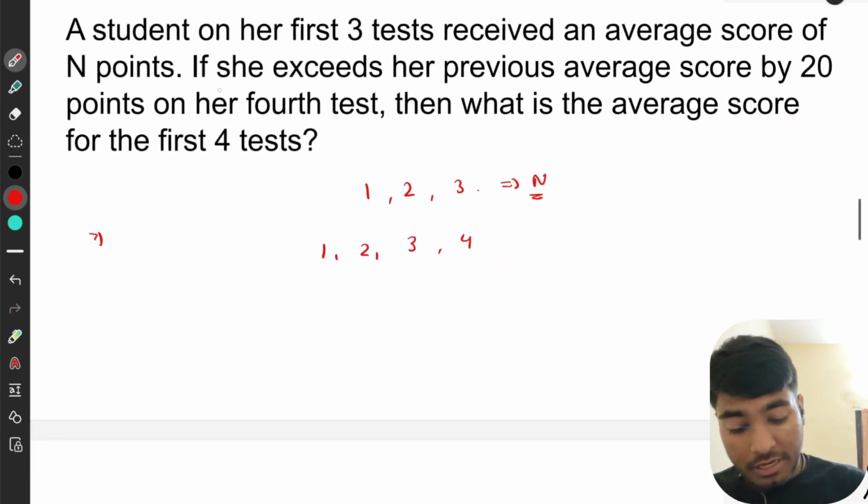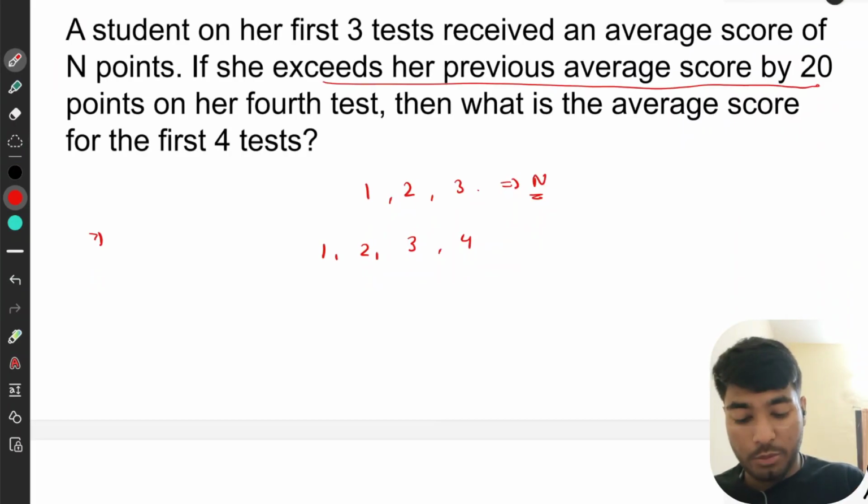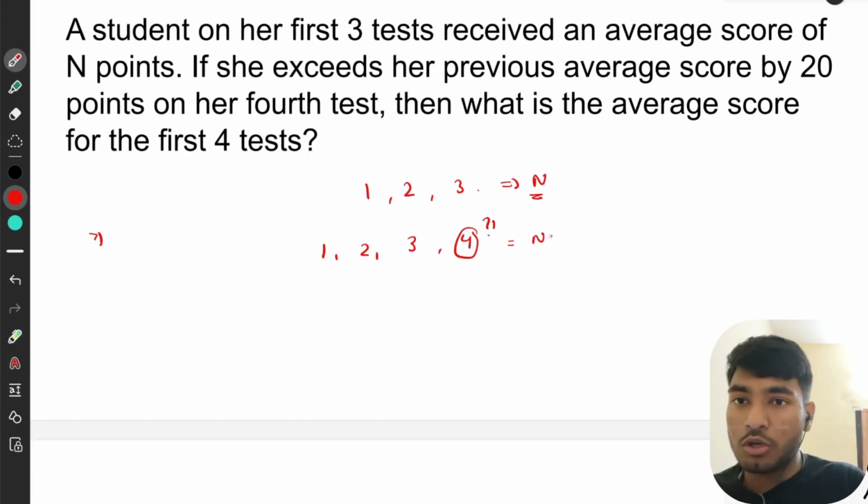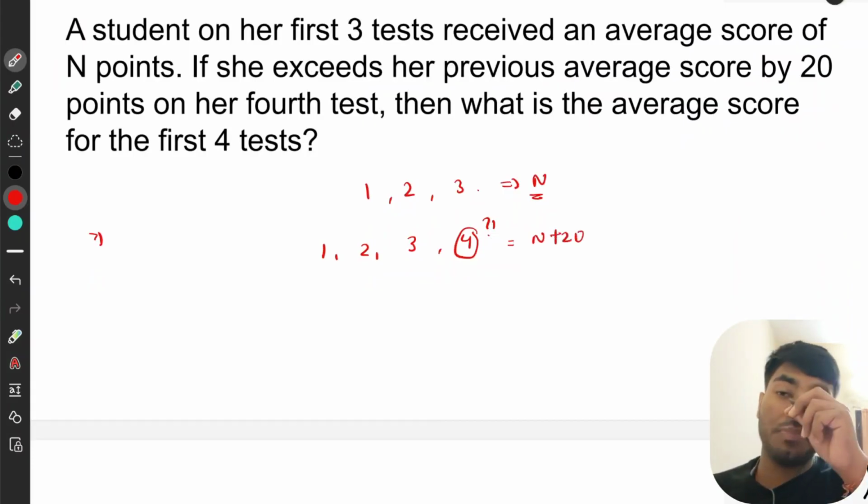What is given here? It is given that she exceeds her previous average score by 20 points, that is, the 4th test score is not known, and now the new average is how much? That is n plus 20. The new average here is n plus 20.